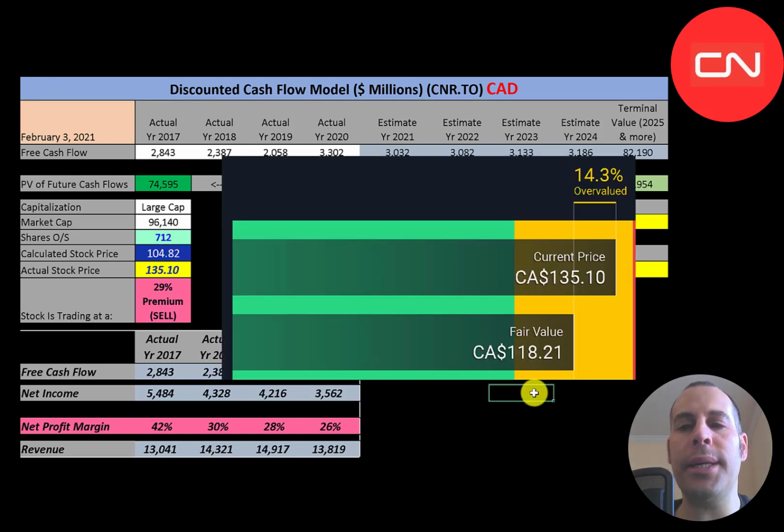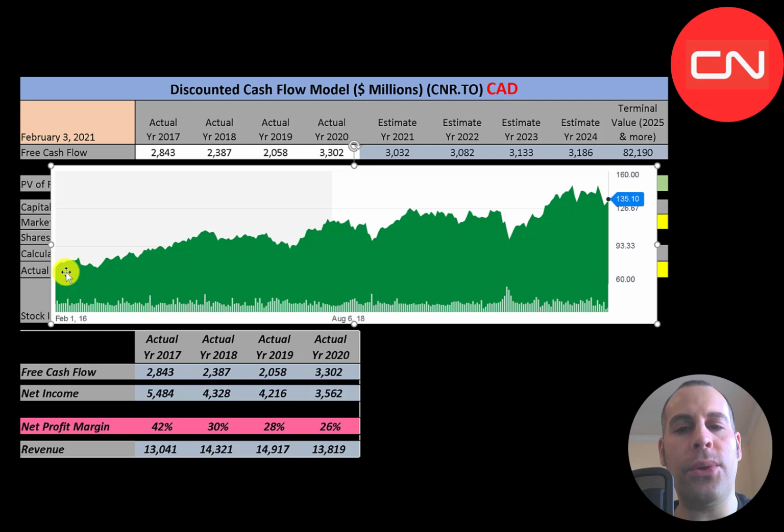Simply Wall Street values the company at 118. They're also saying it's overvalued, just not as much as me. So the stock has pretty much only gone up the past few years. It did take a little dip back in March, but it's come all the way back up past its all-time high. It looks like it's come down a bit in the past couple of weeks.